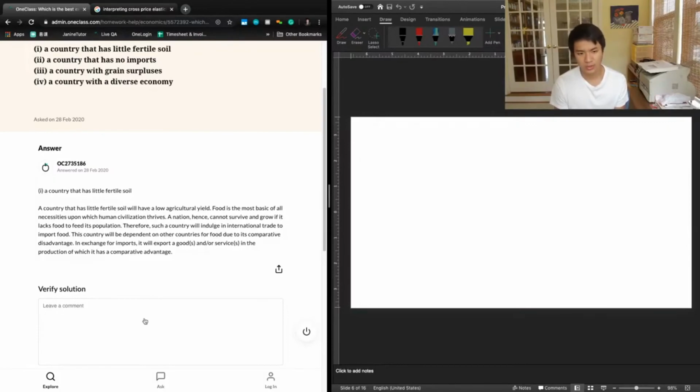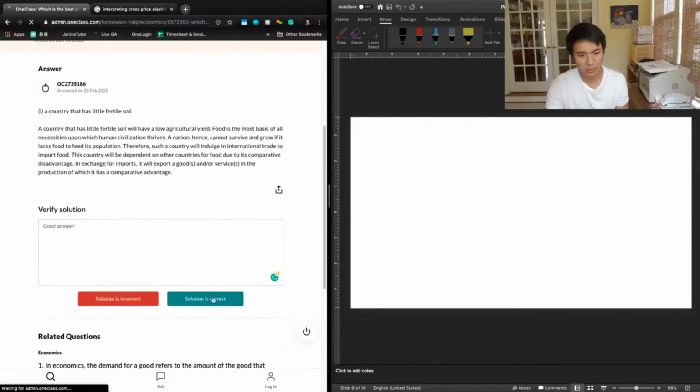In exchange for imports, it will export a good or service in the production of which it has a comparative advantage. So yeah, definitely agree with that statement, and nothing really much to add there. And we can move on to the next question.